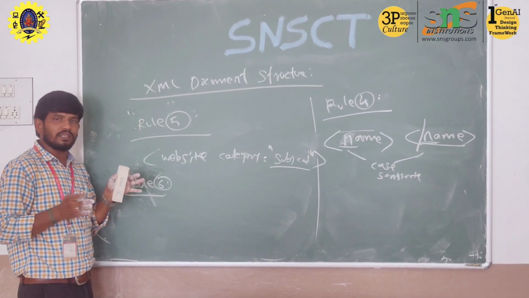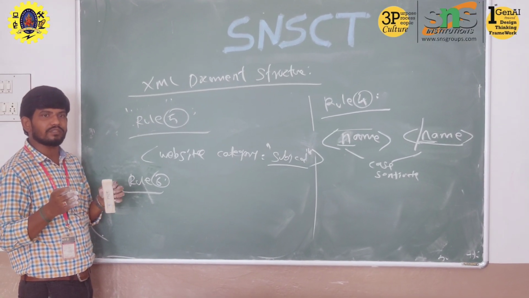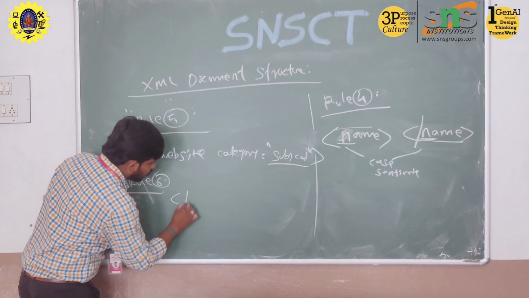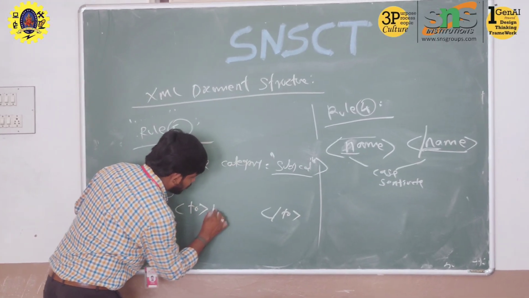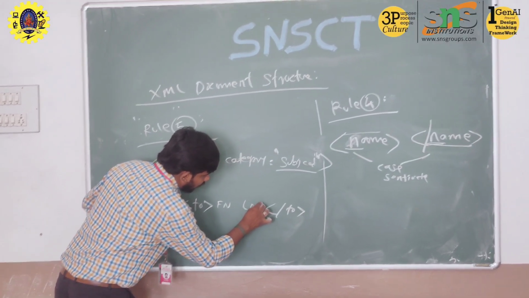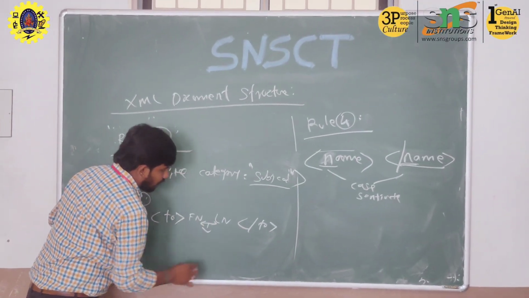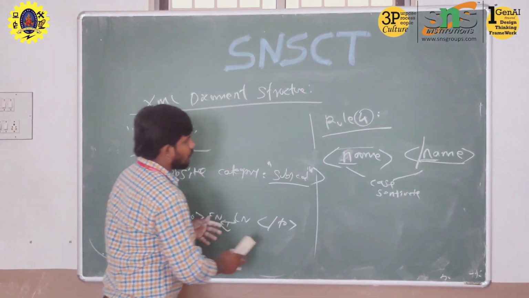Rule 6: the XML document retains white space. It will retain and maintain the white space. Suppose we have a first name and last name in one tag with one space between them. This space is retained in the XML document. So that is rule 6.